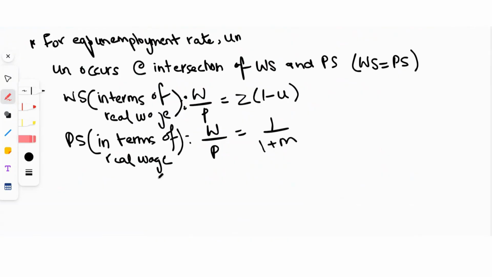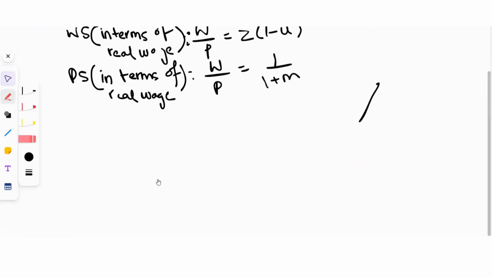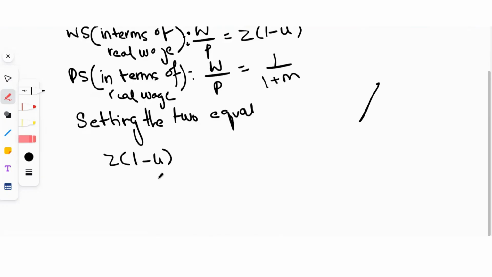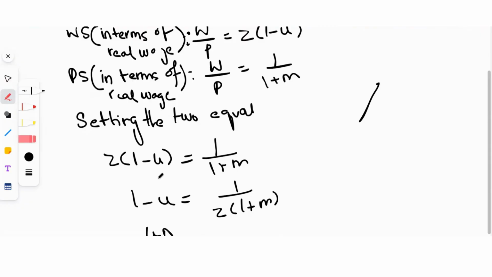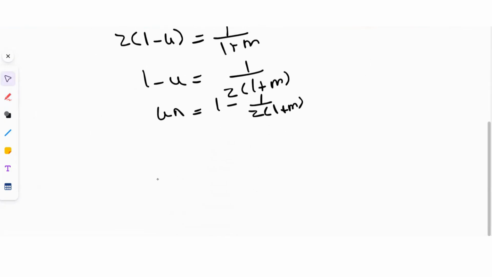So we know the natural rate of unemployment occurs at the intersection of WS and PS, right? Because equilibrium occurs where WS is equal to PS. So setting the two equal, Z1 minus U is 1 by 1 plus N. From here we can solve for U. And then we can write UN is equal to 1 minus 1 by Z1 plus N. So this is the equilibrium unemployment rate.